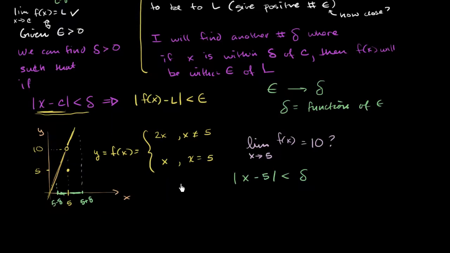Now, what we're going to do, and the way these proofs typically go, is we're going to try to manipulate the left-hand side of the inequality so it starts to look exactly like that. And as we do that, the right-hand side of the inequality is going to be expressed in terms of delta.